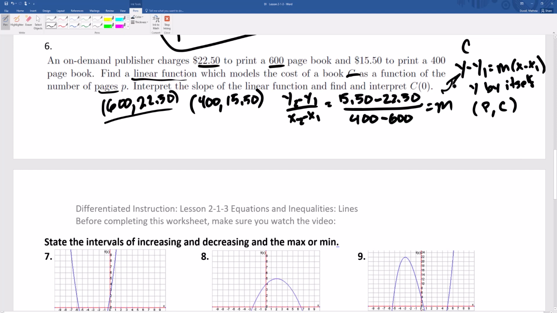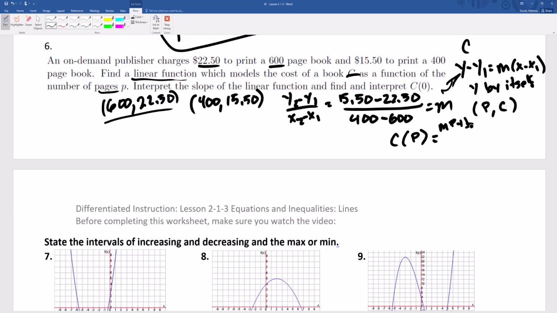So I can write it as the cost per the number of pages equals, and then we'll have our m, p plus some initial value, which is b. And so it says to interpret the slope. Well, the slope is going to be the change in price for the number of pages. And since the slope is positive, it's going to be an increase in the price as there's an increase to the pages.